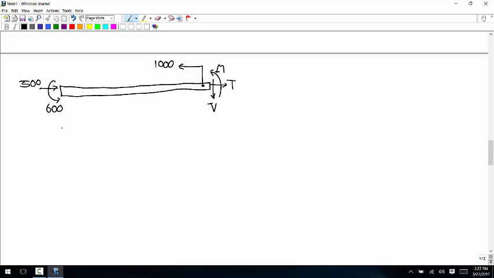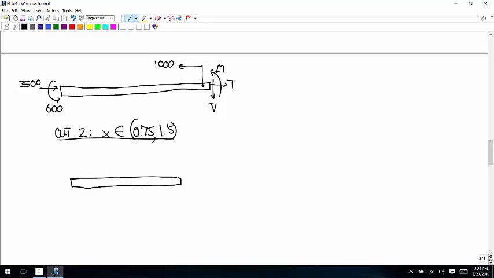Okay, so now the second cut. Cut 2 is for X values from 0.75 to 1.5. So my left end should be at 0.75 or what? No. That X only refers to the right end. But actually, it's not only for the right hand, but all the forces we have from the left.